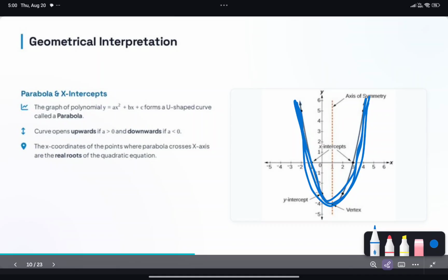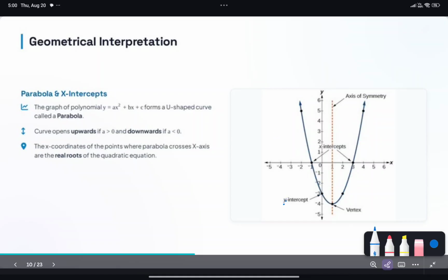Is the curve closed or open? Open. The curve opens upwards if a is greater than 0 and downwards if a is less than 0. See here, this is a curve, the parabola.